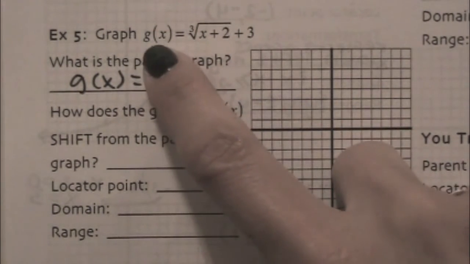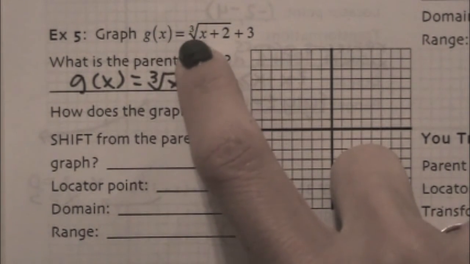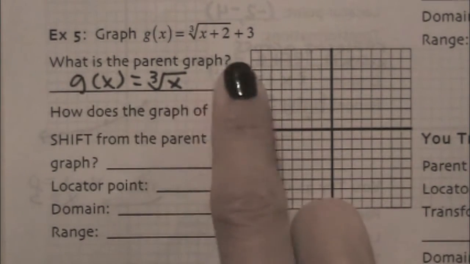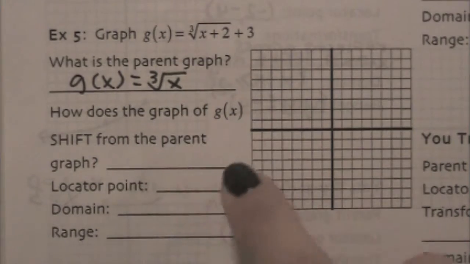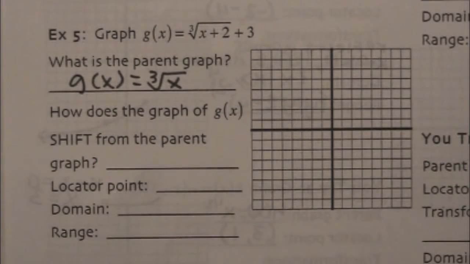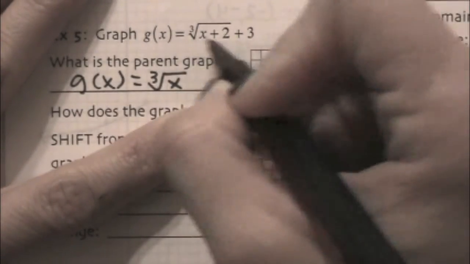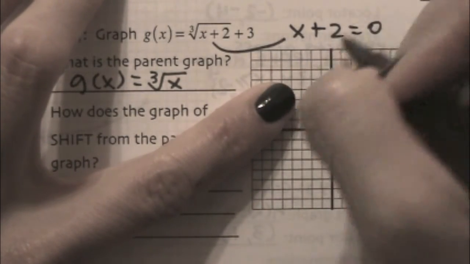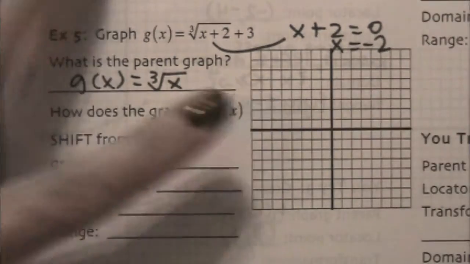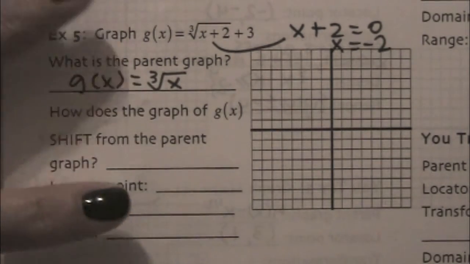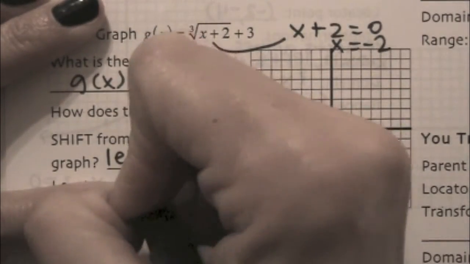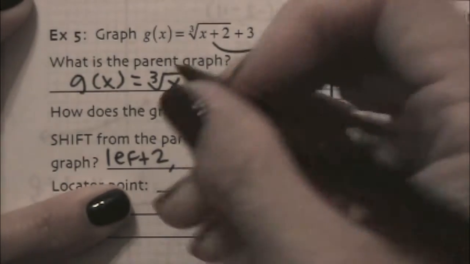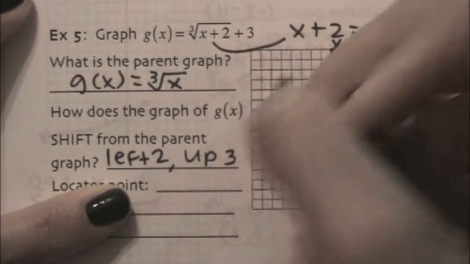Okay, in this example, we're going to graph g of x equals the cube root of the quantity x plus 2, plus 3. The parent graph is going to be the cube root of x. And then we have two shifts. Take what's underneath the cube root, set it equal to 0, and we get x is negative 2. That's going to be your horizontal shift. So we're going to go left 2. And then the number on the outside, the plus 3, is going to shift us up 3.